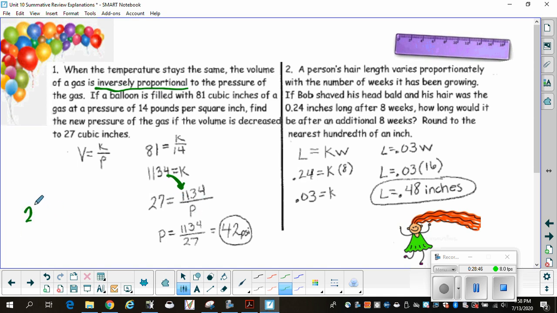So you're going to wind up with 27P is equal to 1134. Divide both sides by 27, and you get 42 pounds per square inch. Probably the hardest thing here is deciding whether it's direct or whether it's inverse.